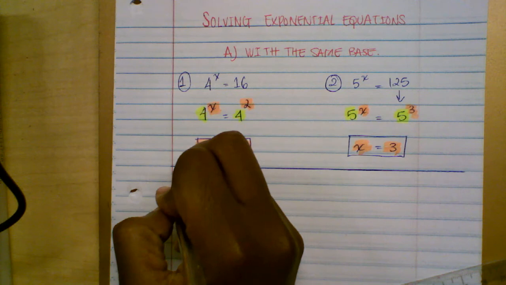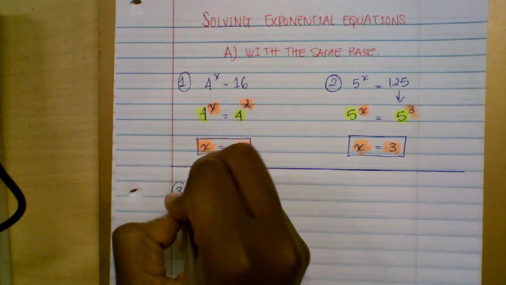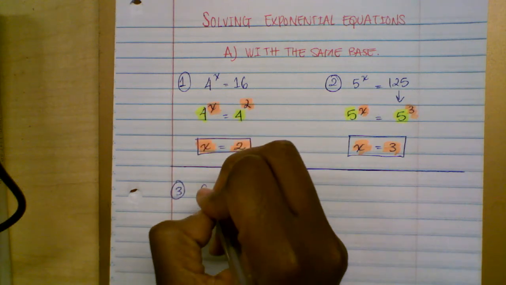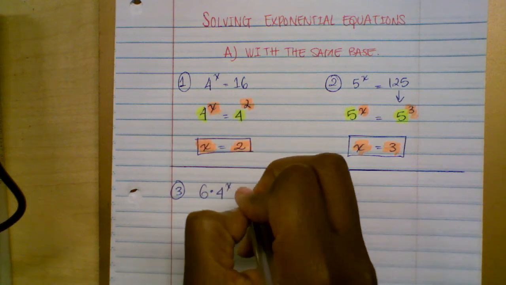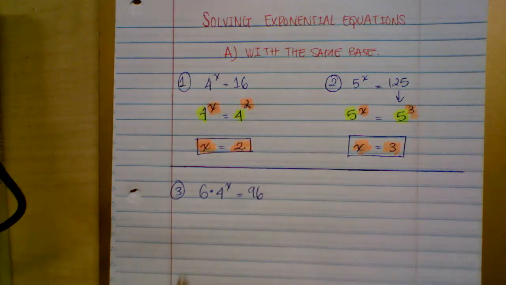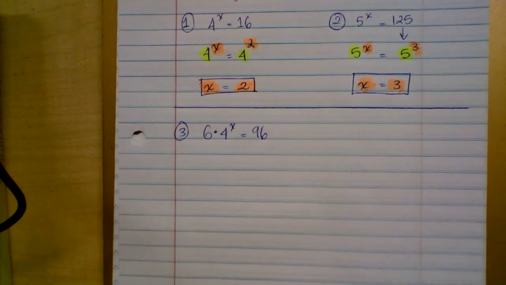So we have number 3. Now remember this multiplication right here. This dot is not a decimal, it's a multiplication. Please pause the video and see if you can solve this exponential equation. Okay, so let's do this.